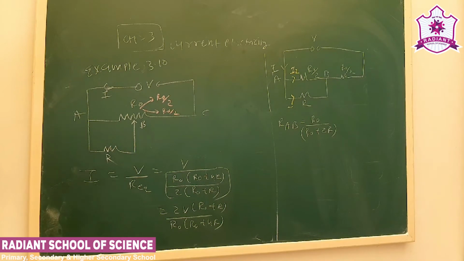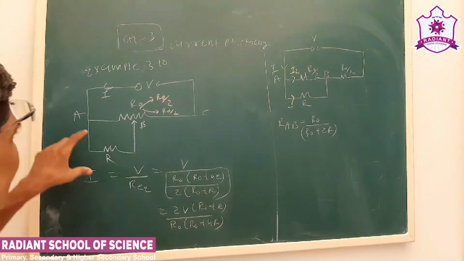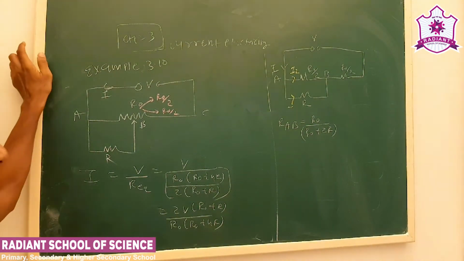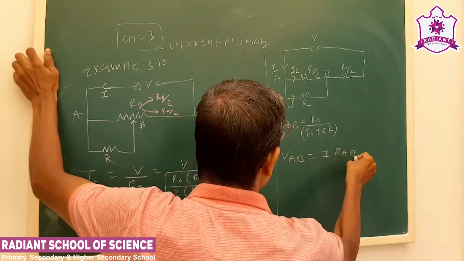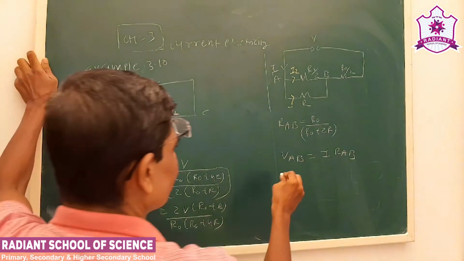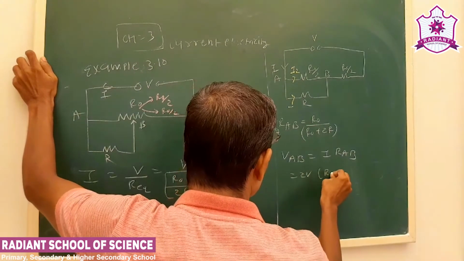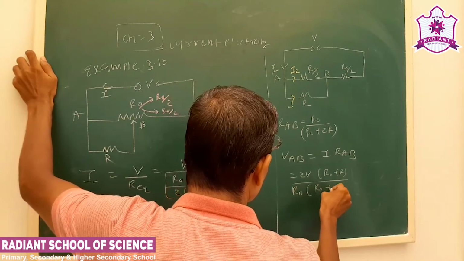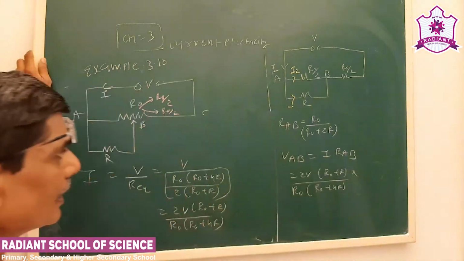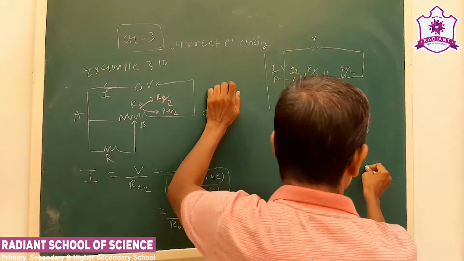Now see, we have done a little bit longer method earlier. So in parallel, voltage remains the same. So what do we use? VAB is I into RAB. What is the value of I? We have obtained 2V R0 plus R upon R0 plus 4R. RAB we have already obtained.